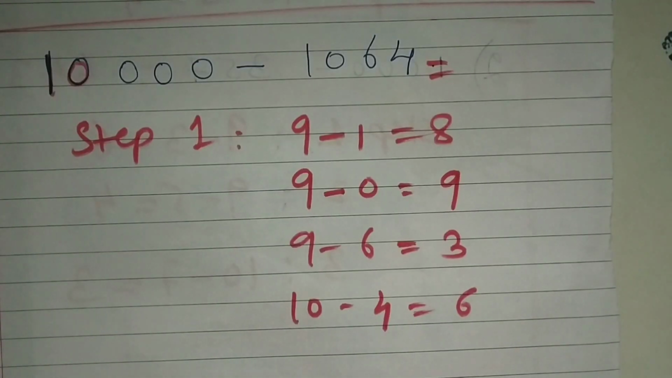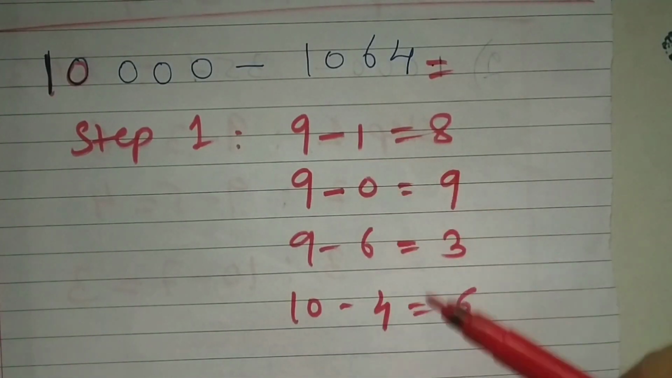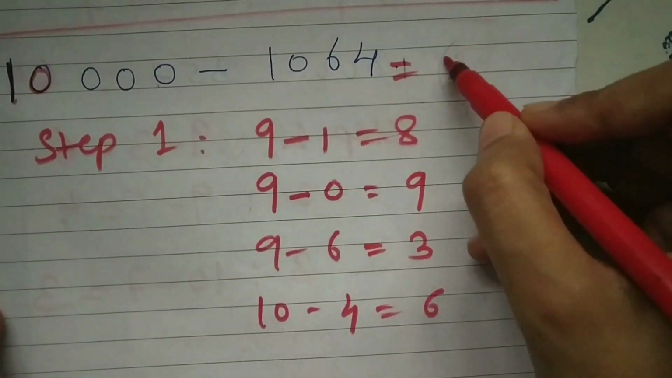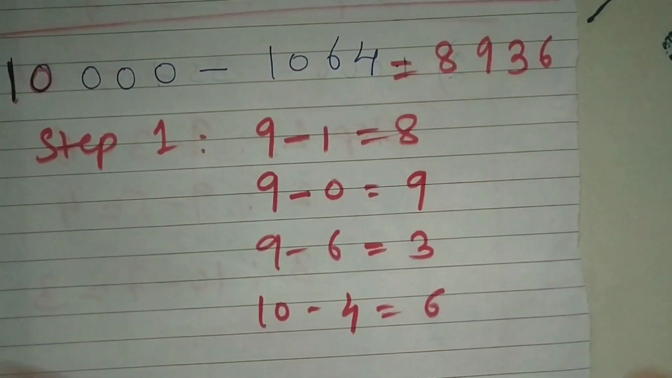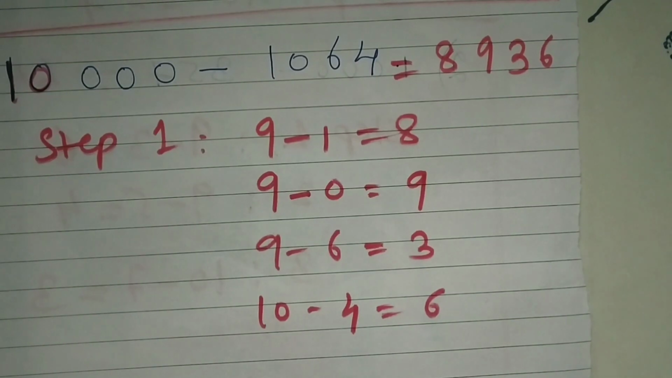So what answer did you all come up with? See, are your steps matching? So the answer for this question is 8936. See, so nicely you have understood such a nice trick.